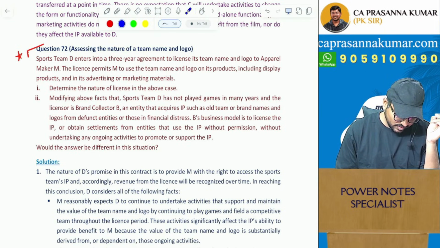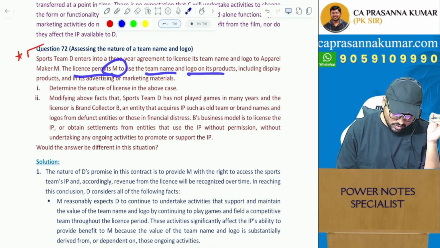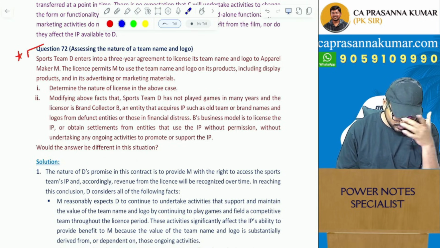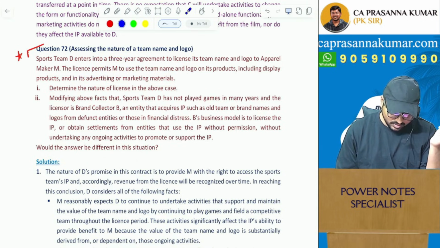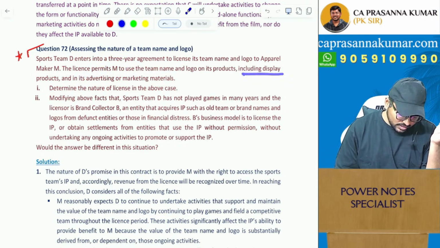The license permits M to use the team name and logo on its products, including display products and its advertising or marketing materials. Determine the nature of the license in the above case.